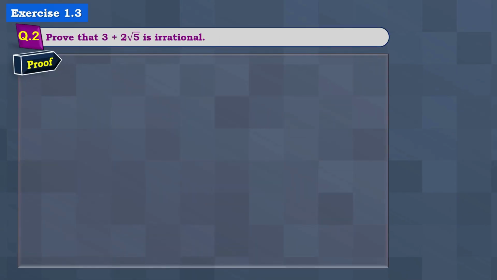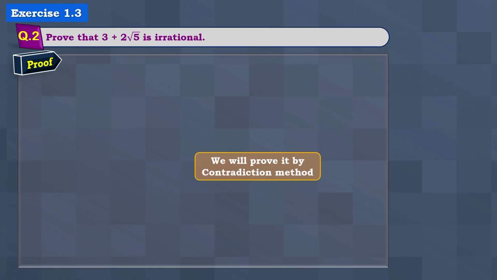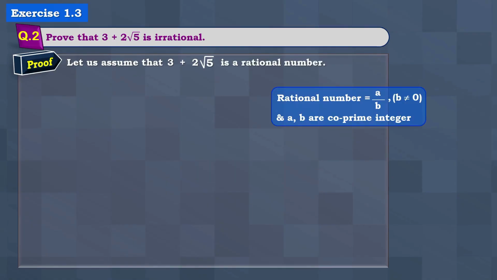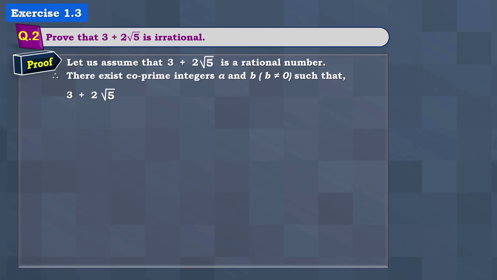Question. Prove that 3 plus 2 root 5 is an irrational number. We will prove this statement using the method of contradiction. First, let us assume that 3 plus 2 root 5 is a rational number. If a number is rational, it can be written in the form a divided by b, where a and b are coprime integers and b is not equal to 0. So, we assume that 3 plus 2 root 5 can be written as a divided by b.